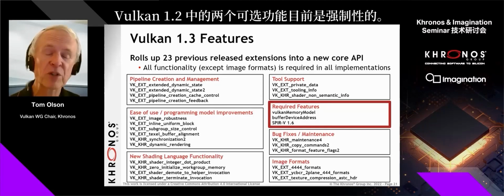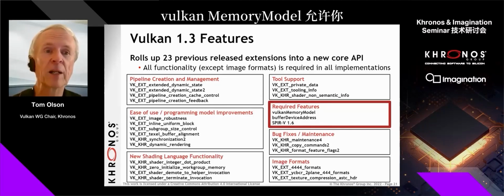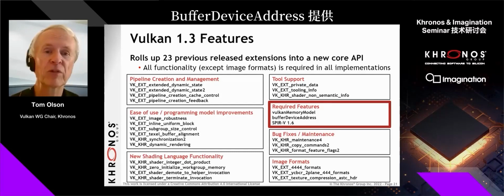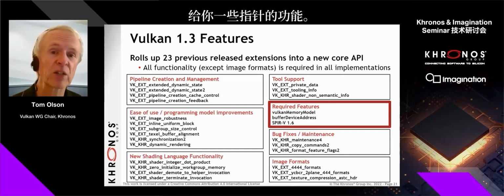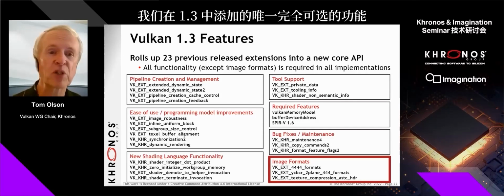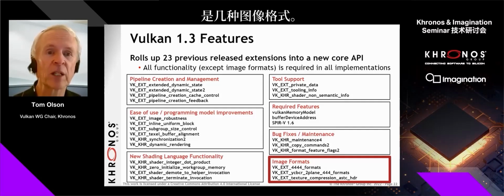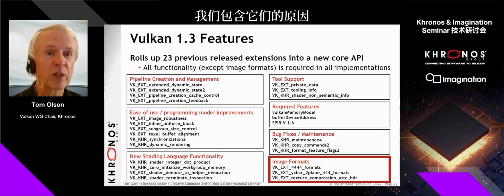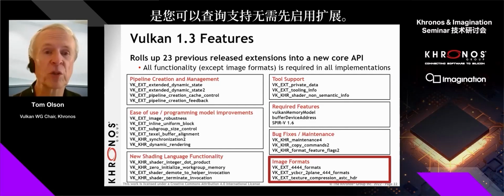Two features that were optional in Vulkan 1.2 are now mandatory. Vulkan Memory Model allows you to take advantage of implementation guarantees about memory access behavior. Buffer device address gives you some of the functionality of pointers. The only completely optional features we added in 1.3 are a couple of image formats. Implementations are not required to support these. The reason we included them is so you can query for support without having to enable an extension first.